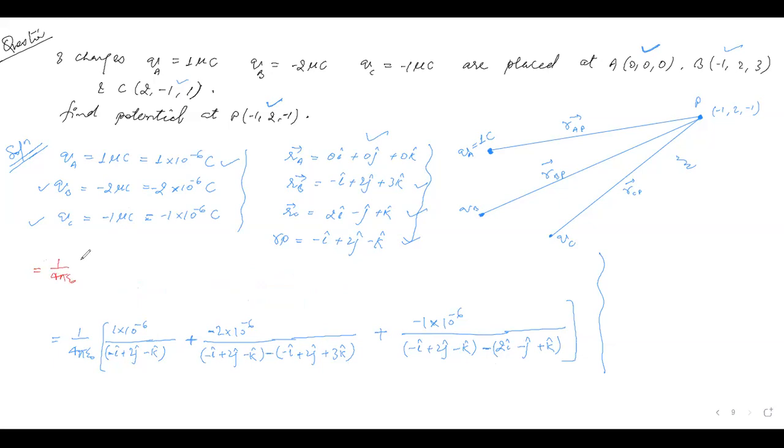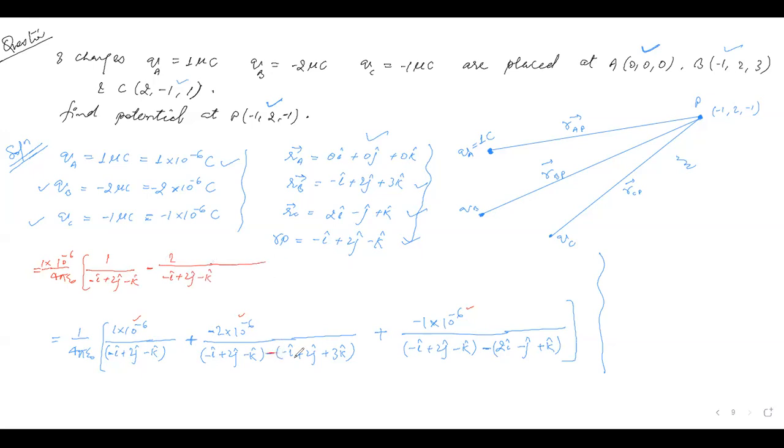One over 4 pi epsilon naught. You can take 10 raised to the power minus 6 as a common. You can look here, in all of the parts you have 10 raised to the power minus 6. So we are taking 10 raised to the power minus 6. Okay. 1 into. Are you clear? Now it is 1 over minus I cap plus 2j cap minus k cap. And now this minus sign and plus sign will be minus again. Minus 2 over minus I cap plus 2j cap minus k cap.